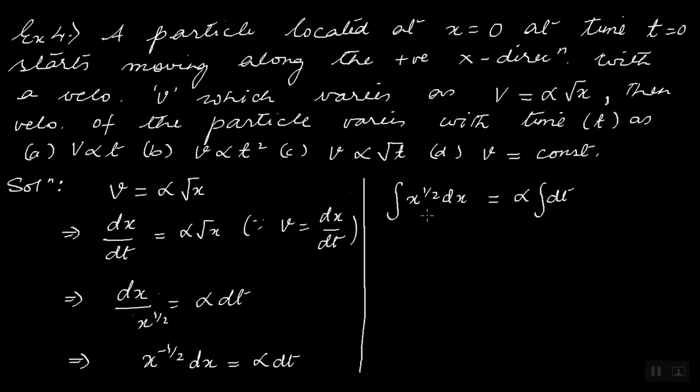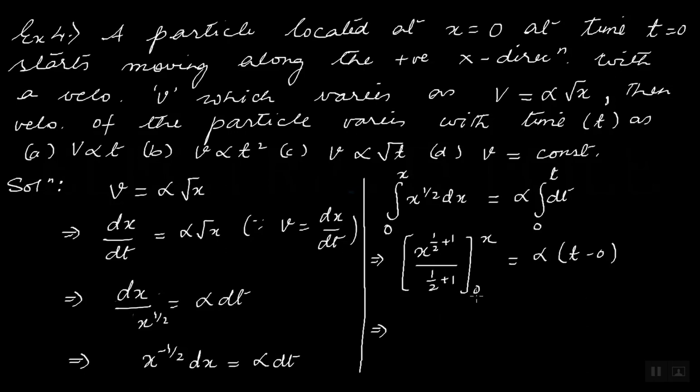So what will be the limit of integration? Okay, it is starting from the origin, so x goes from 0 to a position x, and here from time 0 to a time t. So what is x to the power half dx? You remember when we integrate, the power will increase by 1 and we divide by the new power, right? So this will be x to the power half plus 1, divided by half plus 1. This will go from 0 to x. Alpha, this will simply be t minus 0.